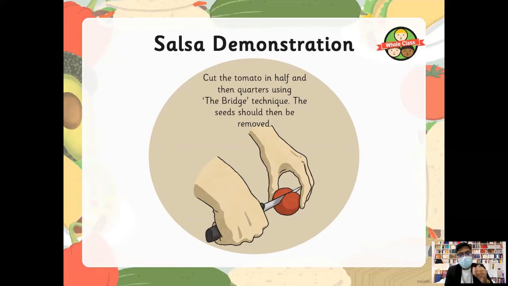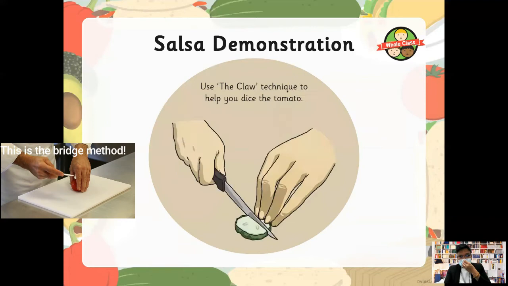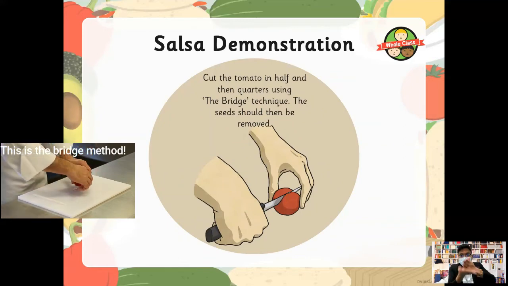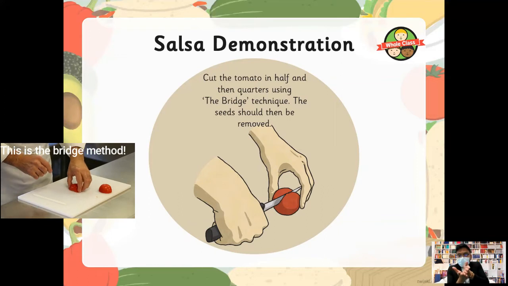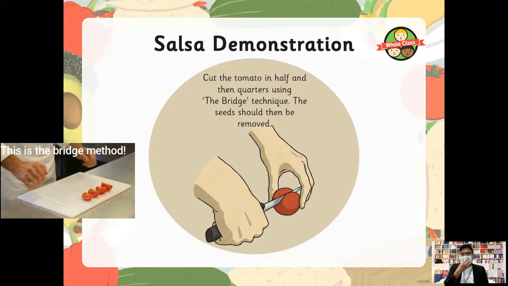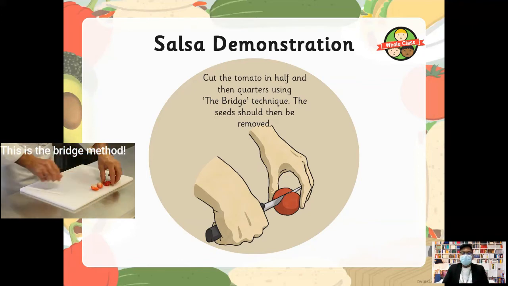So cut the tomato in half, then quarter using the bridge technique. The seeds should then be removed. Okay, so you're gonna cut it in half, then cut it into quarters. I don't have any videos here. Cut it in half, then cut it into four, then remove the seeds with the use of the bridge technique. Okay, you just hover your knife over the seeds of the, what you call it, tomato.